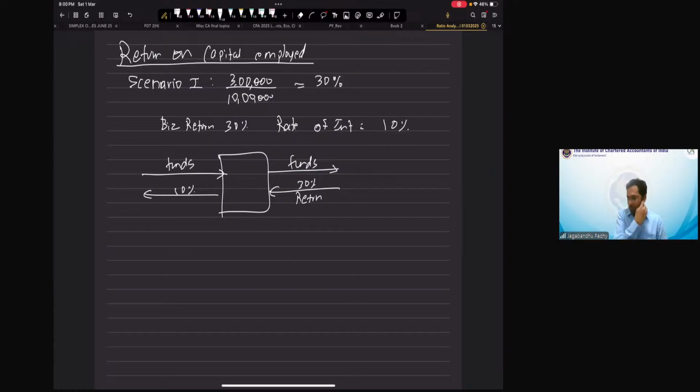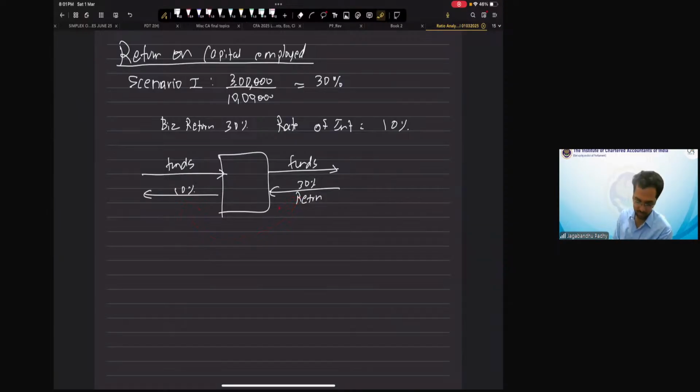So does it seem like a profitable situation? Does it seem like a profitable situation that you borrow at 10% and invest at 30%? Yes or no? Of course, someone is giving you money at a cost of 10% and you're investing money at a rate of 30%. So there is this benefit of 20% that you get.